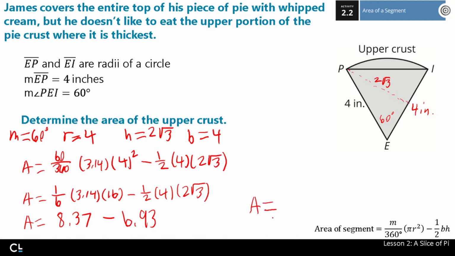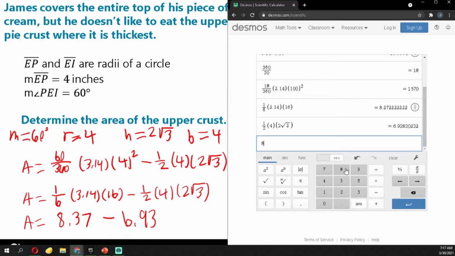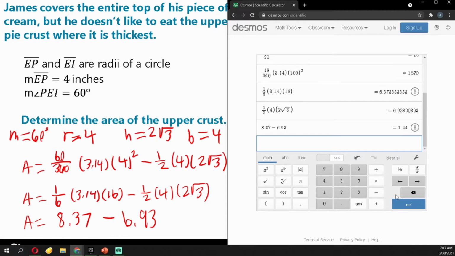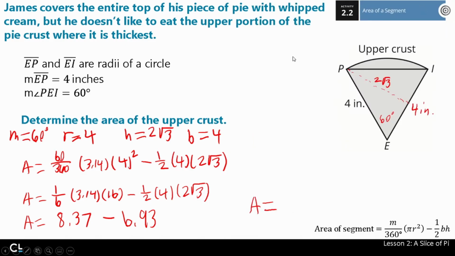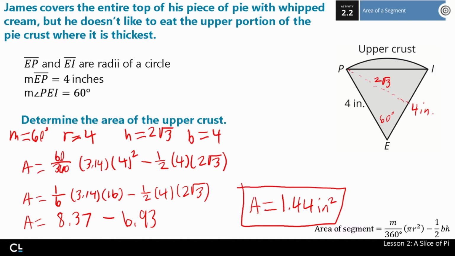We could get our area is going to be equal to, let's just subtract. So we get 8.37 minus 6.93, and we get 1.44 is our area of that upper crust. Now it's going to be 1.44 inches squared. And why is it inches squared? Because remember, area is two-dimensional. So then our unit has to be in 2 dimensions, which just means that you throw the square up top there. And there we go.